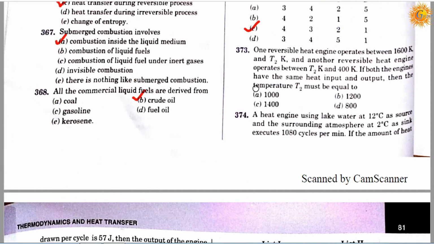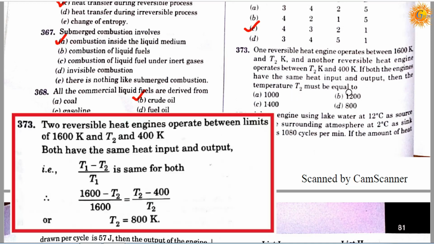Question number 373. One reversible heat engine operates between 1600 Kelvin and T2 Kelvin, and another reversible heat engine operates between T2 Kelvin and 400 Kelvin. If both the engines have the same heat input and output, then the temperature T2 must be equal to.